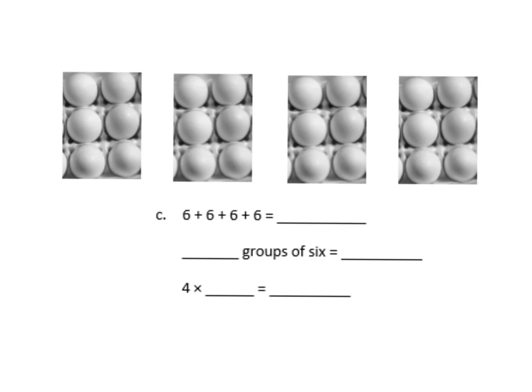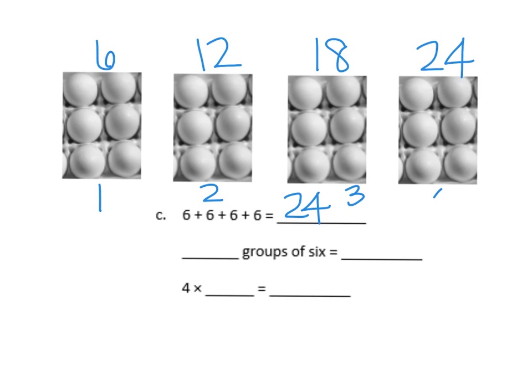Look at letter C. 6 plus 6 plus 6 plus 6 is equal to blank. We can count by 6. 6, 12, 18, 24. Our answer is 24. Blank groups of 6 is equal to blank. We need to count how many groups there are. I see 1, 2, 3, 4 groups. So 4 groups of 6 is equal to 24. 4 times 6 is equal to 24.